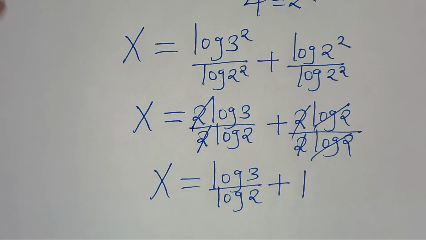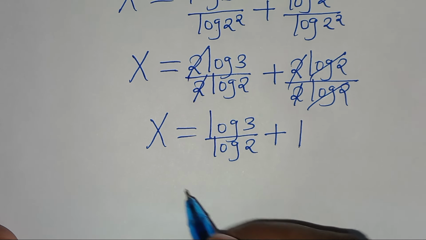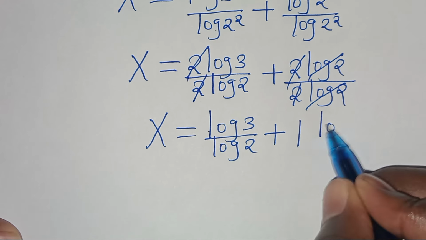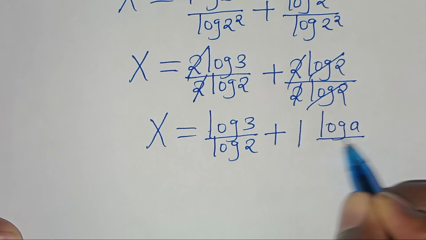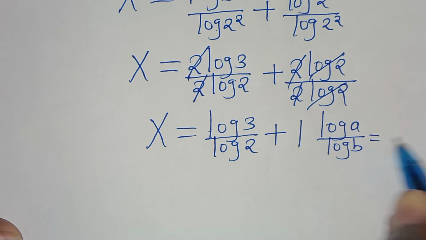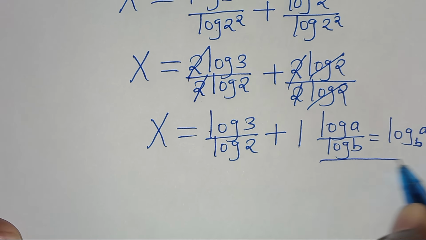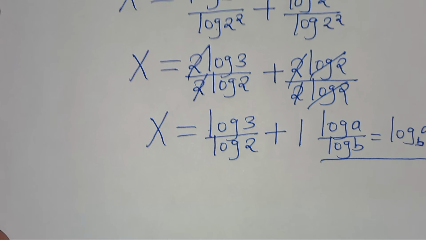so we have plus 1. So we have that log 3 over log 2, this is in the form of log a divided by log b, which we can express as log a to base b. So let's apply this logarithm property.